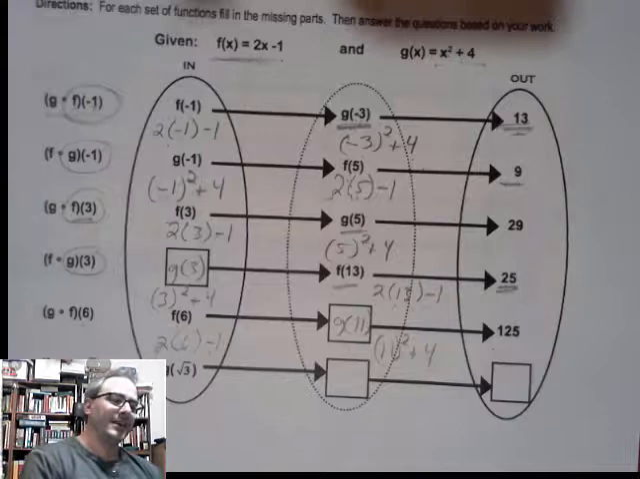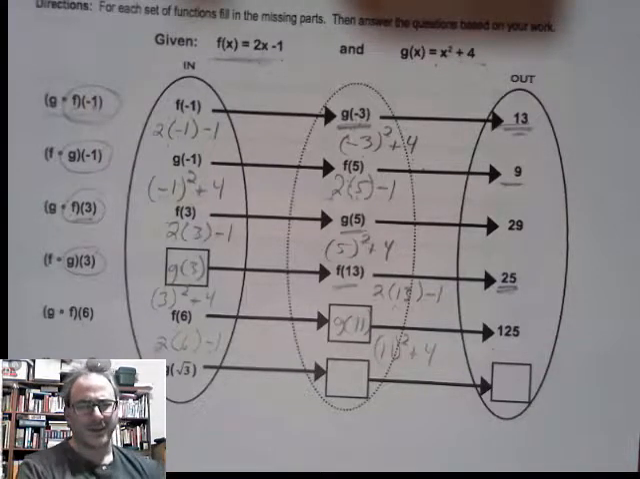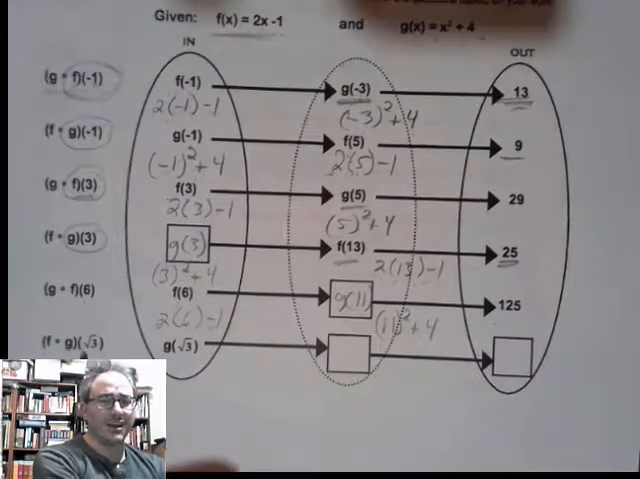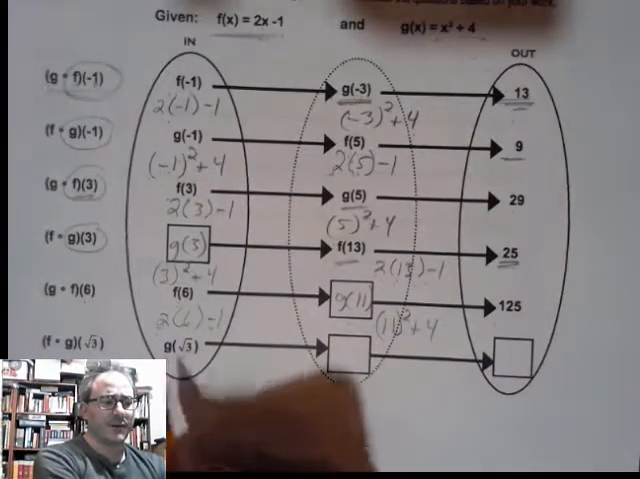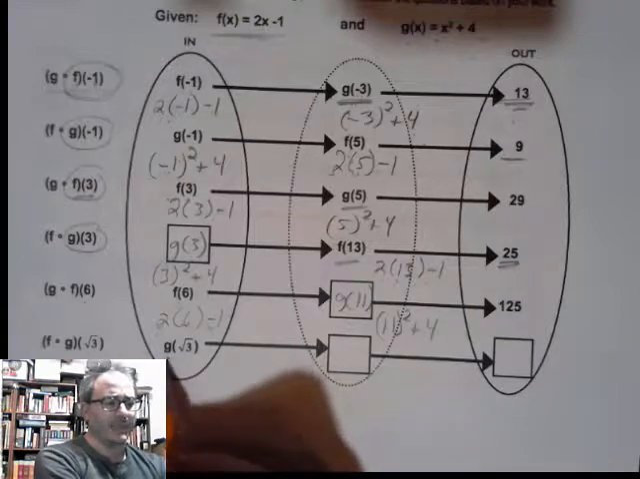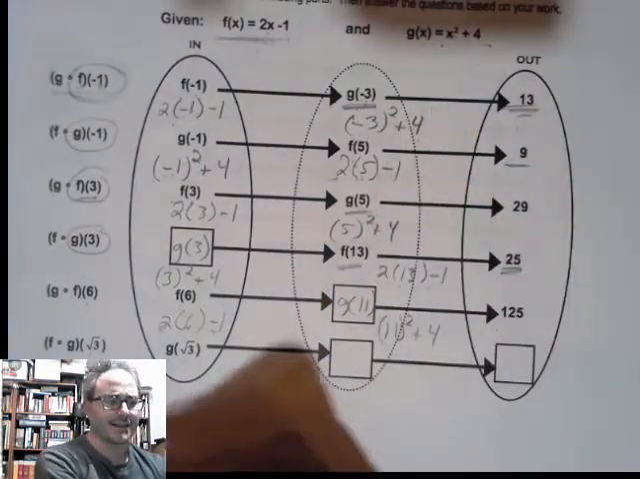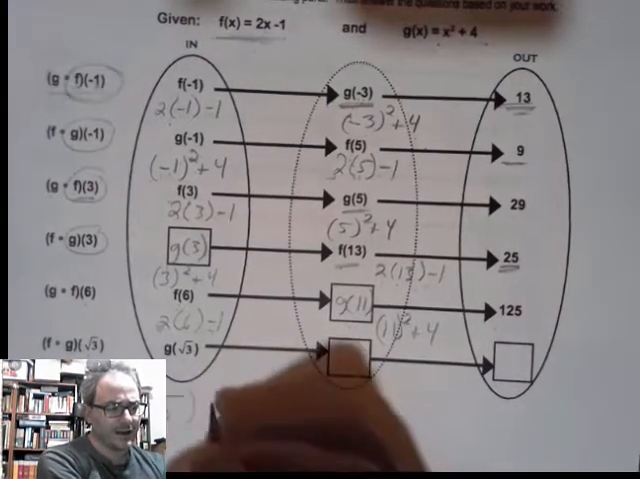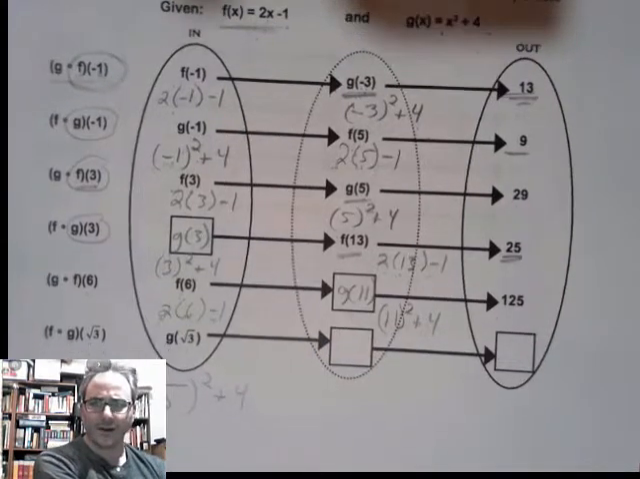Woo! All right. This next one is a little funky, because we don't see this very often. But we have the f of g of the square root of 3. I'm going to say that again. The f of g of the square root of 3. G of the square root of 3. Well, I've got to plug the square root of 3 in for x in my g of x. So let me show you how to do this. The square root of 3 is now going to become squared plus 4. All right.